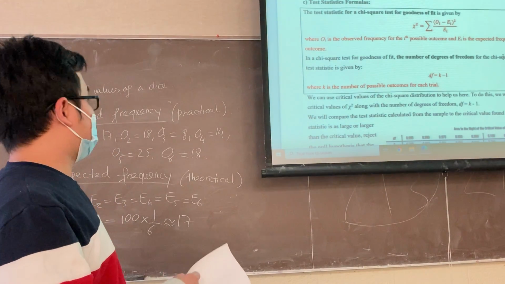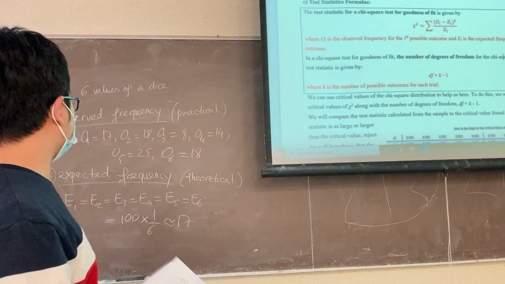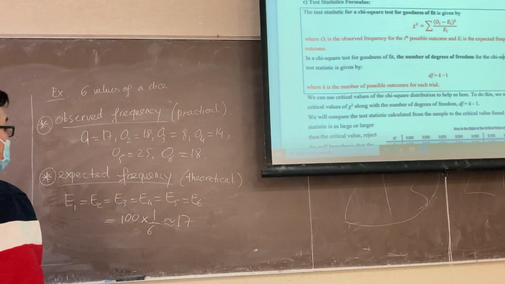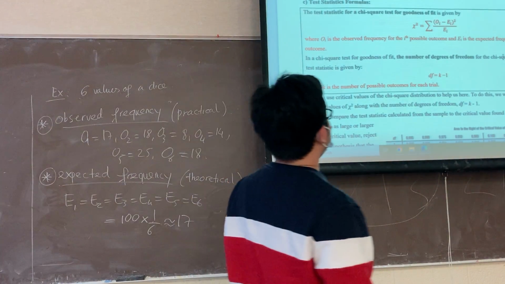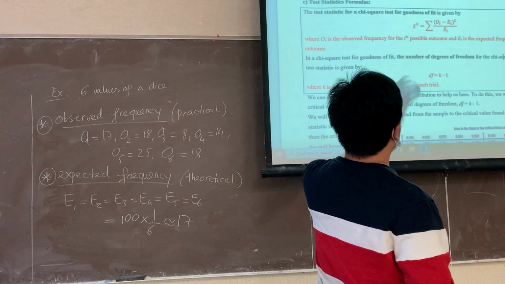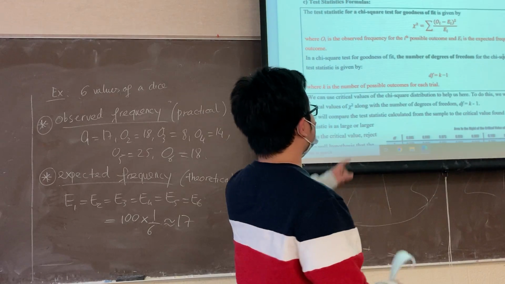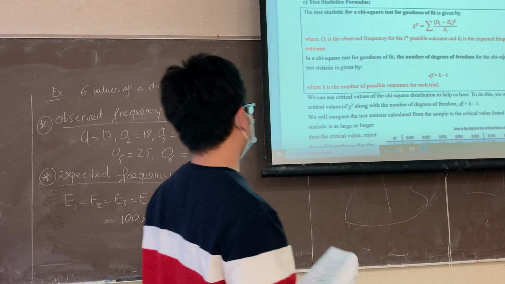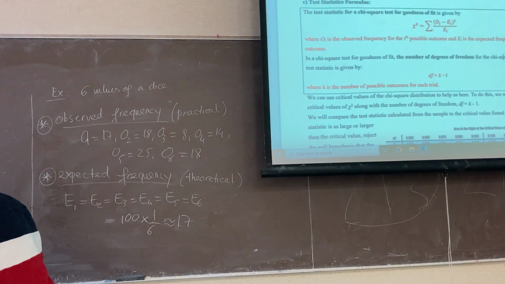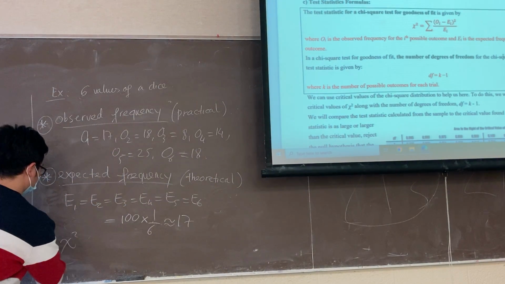When we know the observed frequency and the expected frequency, you can calculate the chi-square test statistic by using this formula. Use the formula, and you can find chi-square here.